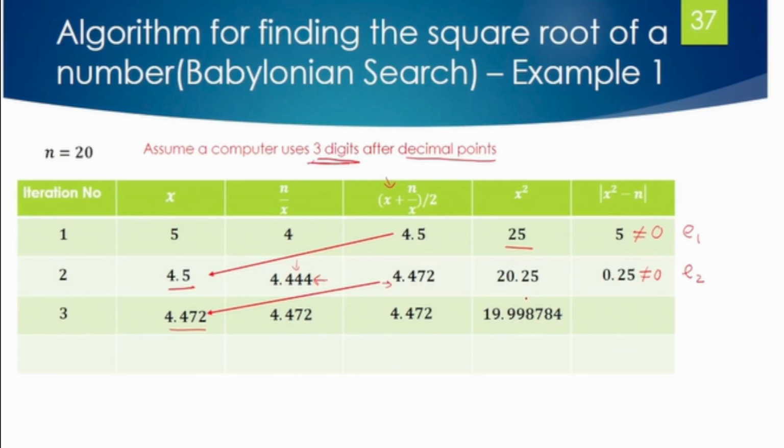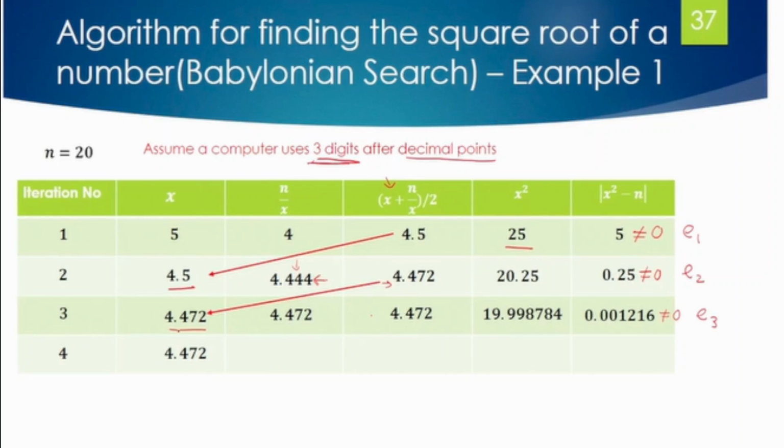So the error right now, x square minus n, that means 20 minus this quantity, is less. But still this is not equal to 0, and you can see it is E3. Now the point is, what should you do according to your algorithm? Since it is not equal to 0, you need to re-update. How do you re-update? You will take this value in the 4th iteration and re-update.